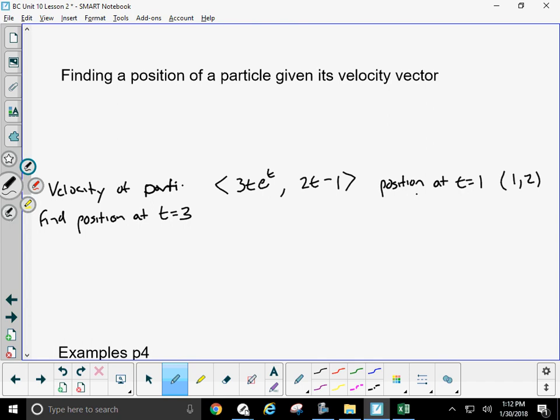If you do not have this question, you could please write it down. We have a velocity of a particle given by the vector 3t e to the t, comma 2t minus 1. We are given a position at t equals 1, 1, 2. That's an x, comma y position. Find the position at t equals 3. Okay, so starting with velocity. This is kind of going backwards.